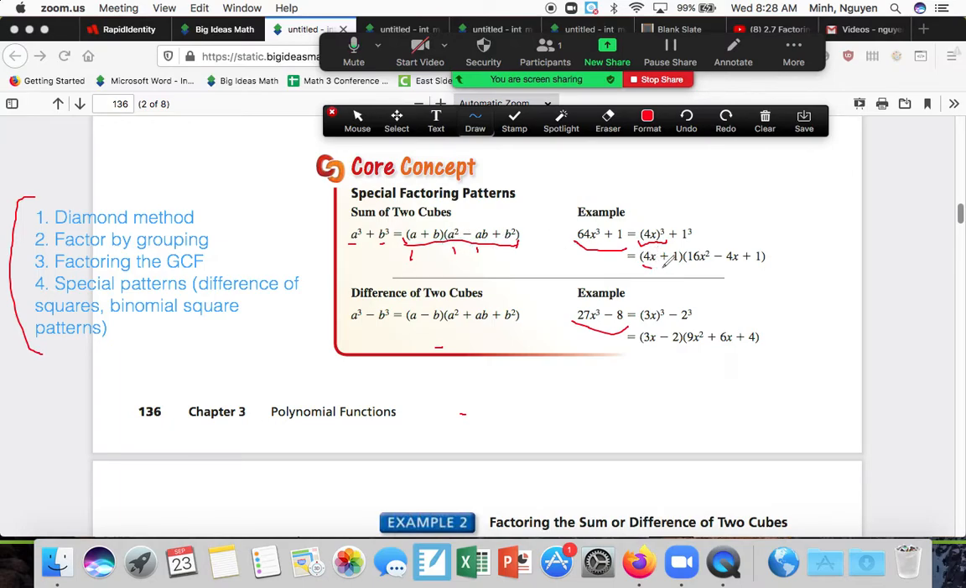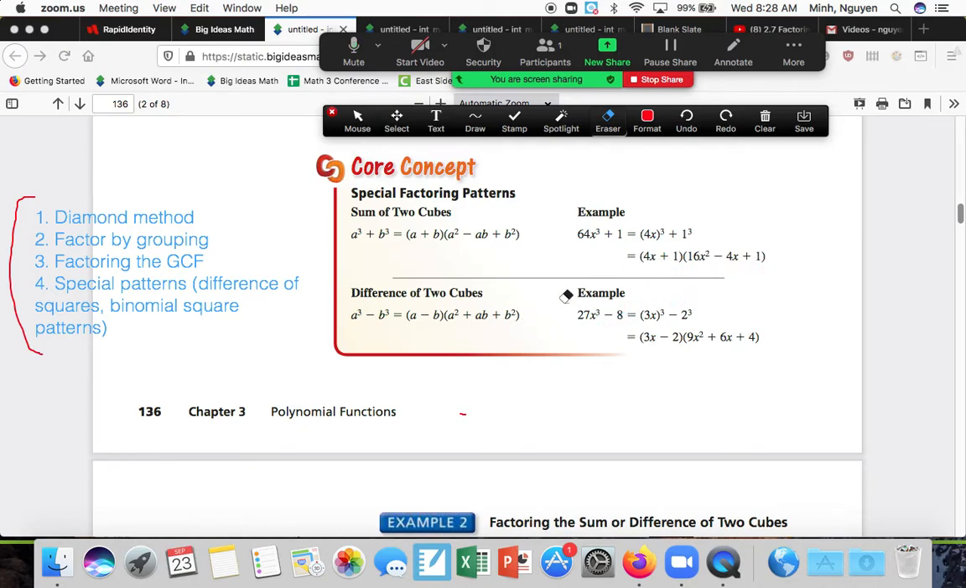So 4x plus 1, times 4x to the second power, which is 16x squared, minus 4x times 1, which is just 4x, so minus 4x, and then plus B squared. 1 squared is 1. That's it. If you didn't get that, rewind, watch it again, because I would literally just say the same thing.